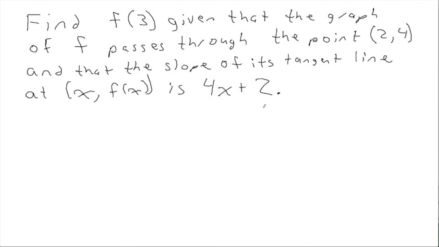Sorry, let's do this problem instead. So okay. Let's try this. So we need to find the value of the function at 3. If we want the graph of the function, this is the point 2, 4. And the slope of the function at a certain point. Okay, so the slope at 2, 4 will be 10.